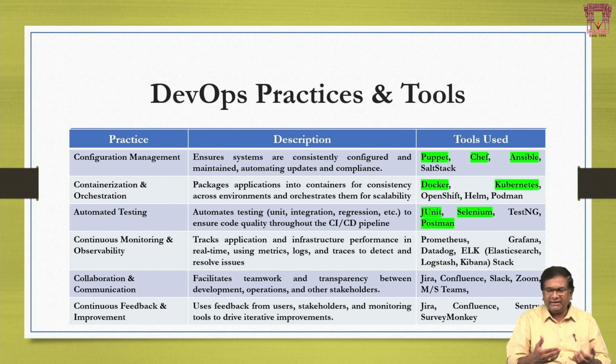So like that, Jira organizes the work that needs to be done for software development. Confluence is more like a documentation system for the software product, where people can collaborate and work together. Slack is like a WhatsApp group where you can communicate. Zoom is a video way of communication. Also Microsoft Teams. So basically, software that facilitates teamwork. And then there is continuous feedback and improvement. Use feedback from users, stakeholders, and monitoring tools to drive iterative development. Again, Jira, Confluence, Sentry, SurveyMonkey. SurveyMonkey is another one which is really good, which takes feedback from people very quickly. It's like a Google Form. So these are the tools.